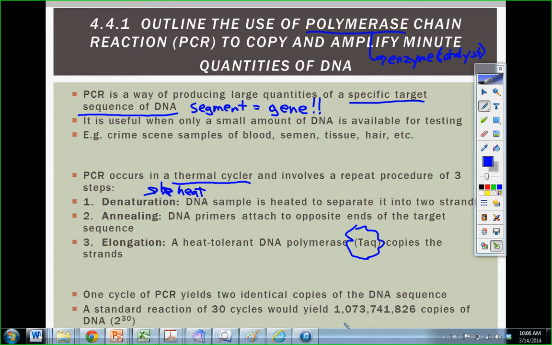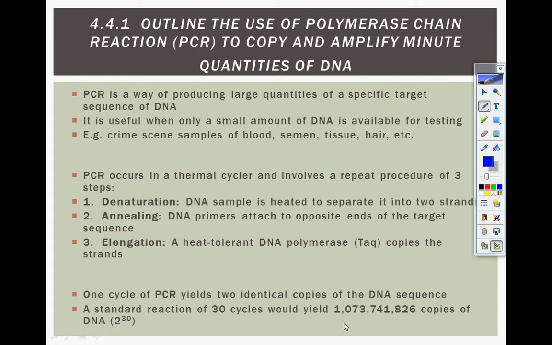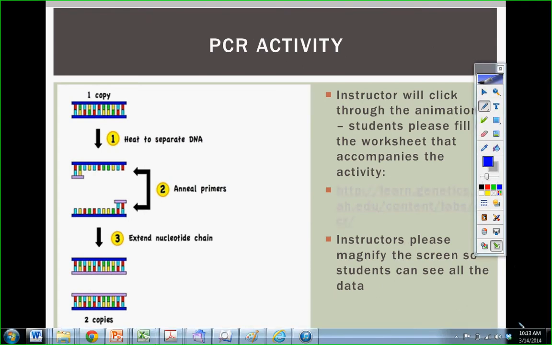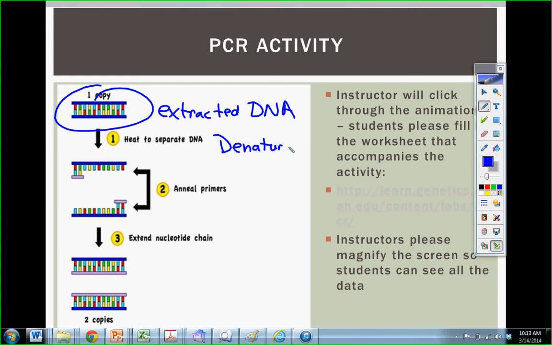All right, so now what we do is this. Take a look, this is just a little picture of what it is. So we have the copy. This is my extracted DNA. The first thing I need to do is heat to separate the DNA. We all know that we have 2 strands of DNA, and it has to separate out.